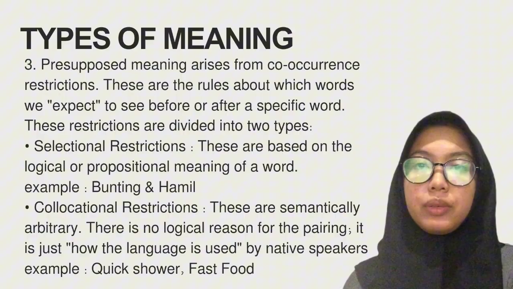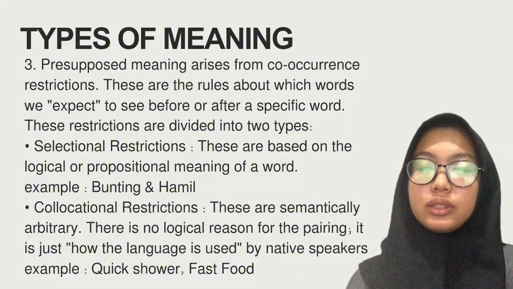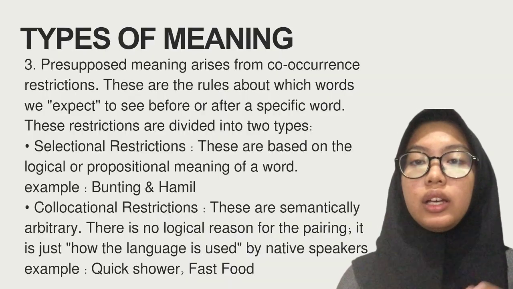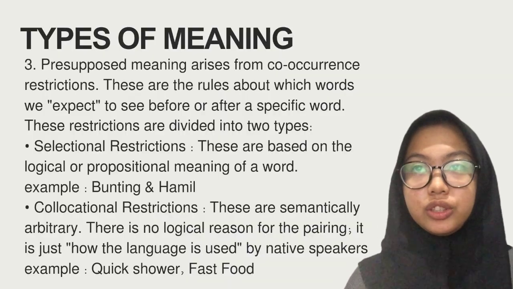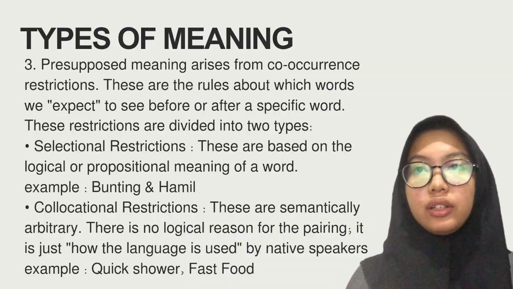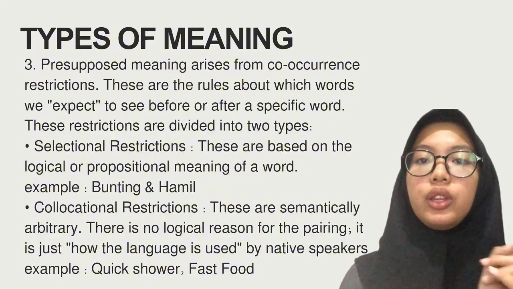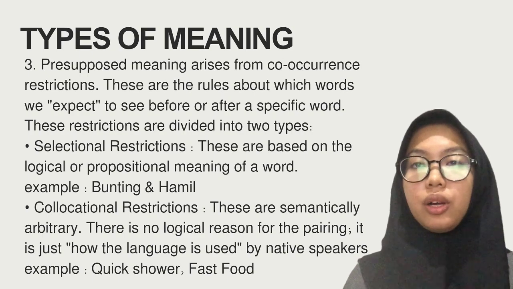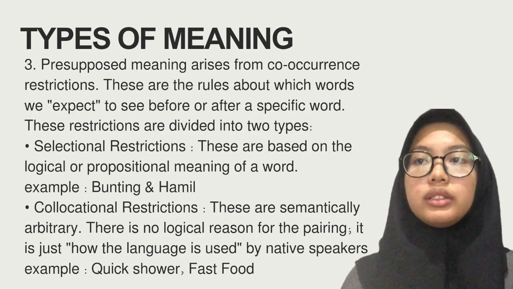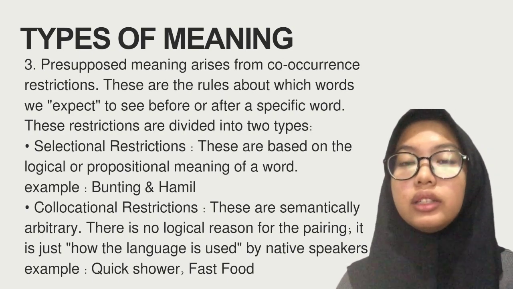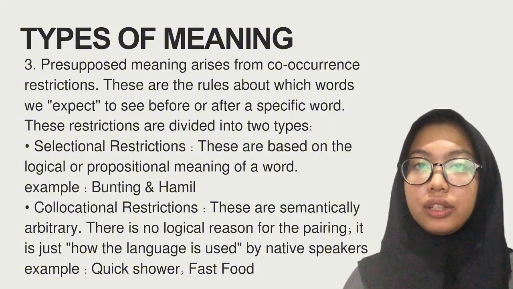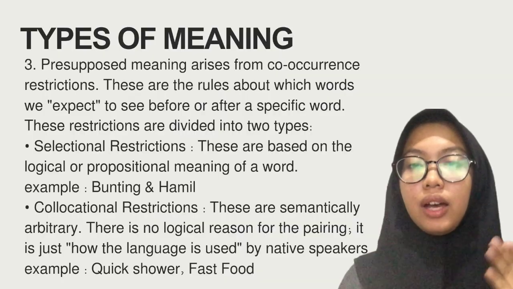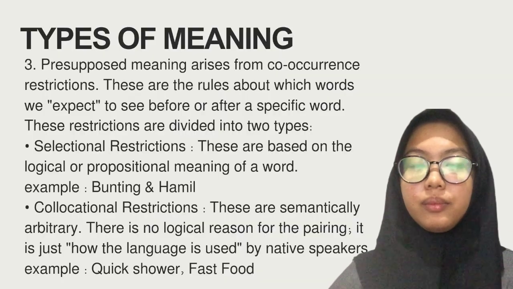Next, we have presupposed meaning, which arises from co-occurrence restriction. These are the rules about which words we expect to see before or after a specific word. These restrictions are divided into two types. The first one is selectional restriction. These are based on the logical or propositional meaning of a word. For example, the words beranak and hamil both refer to being pregnant, but beranak is usually used for animals, while hamil is used for humans.